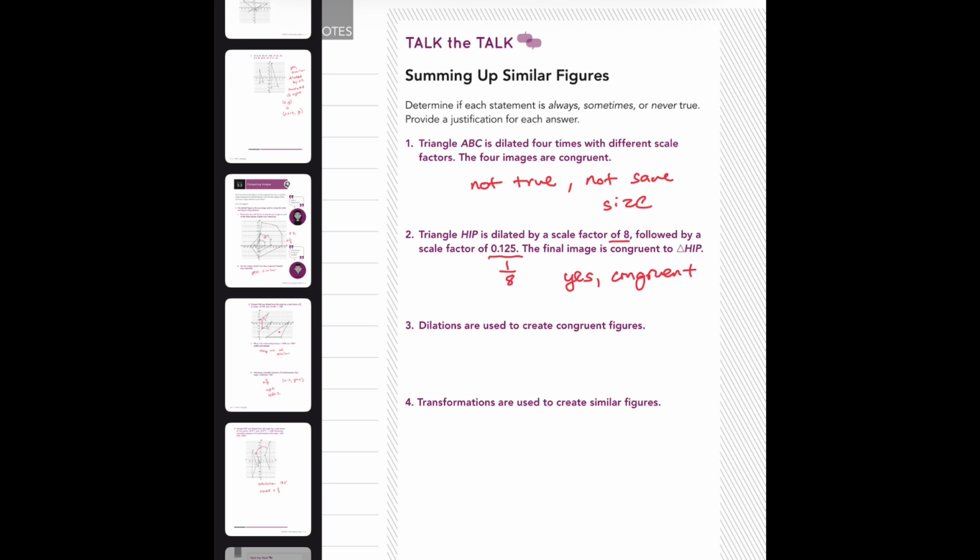And then last two here, dilations are used to create congruent figures. Nope, dilations change size. Congruent figures need to be the same size and shape. Transformations are used to create similar figures. This is always true. Any of our transformations we are talking about maintain similarity, but only some maintain congruency. Only rigid motion transformations can maintain congruency.